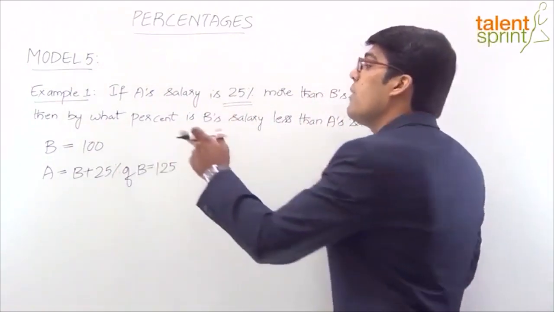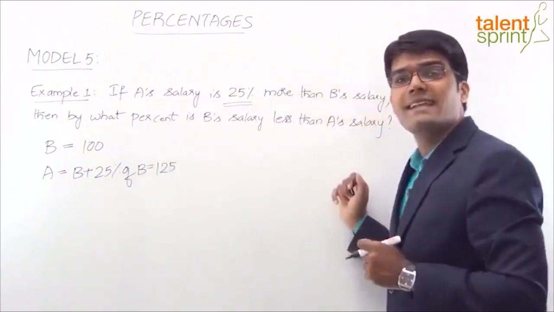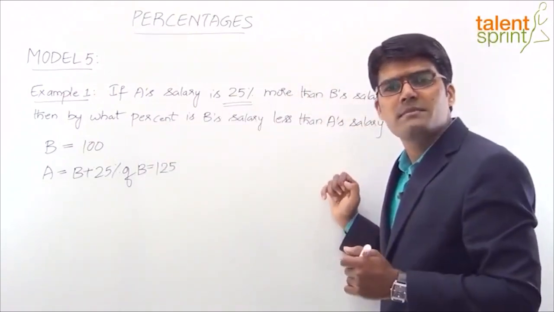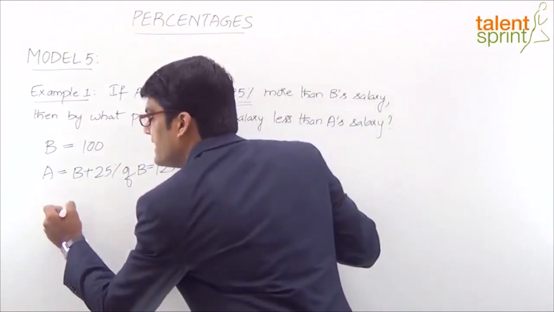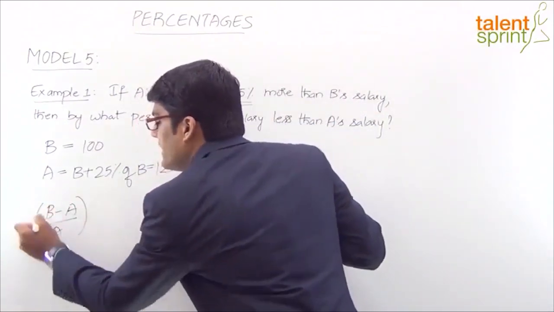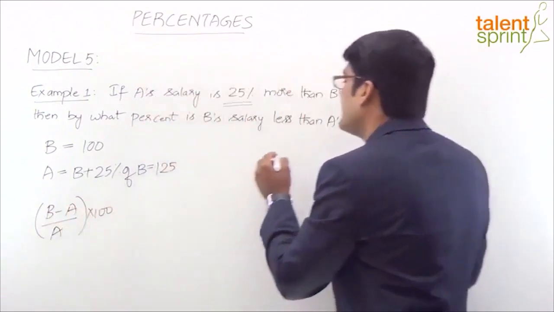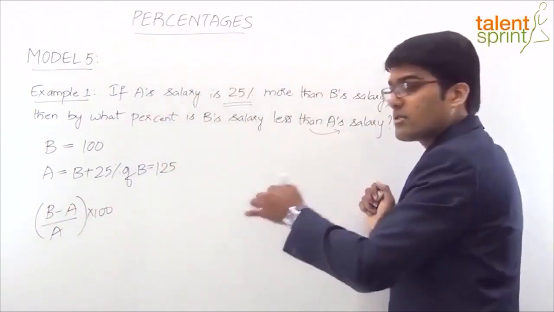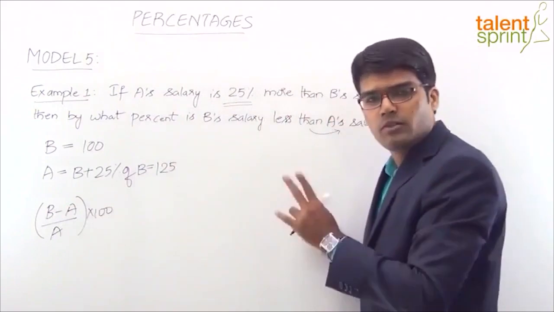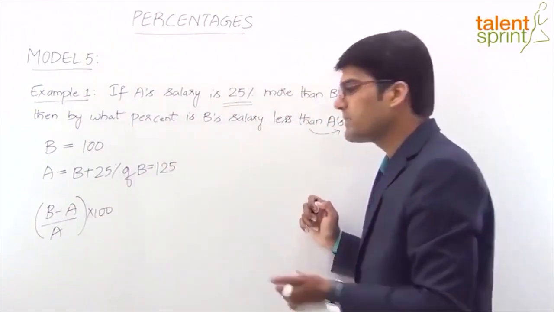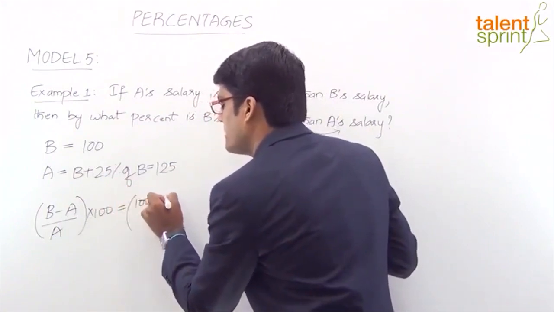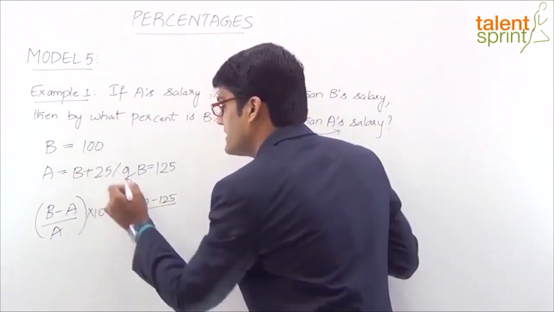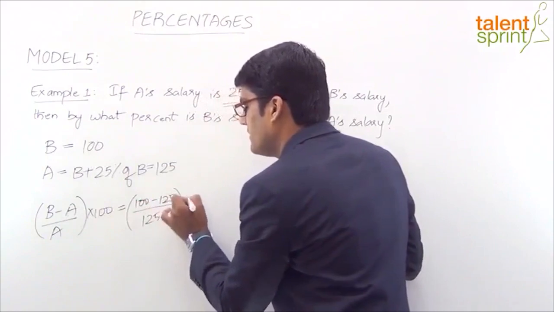But the question says, by what percent is B less than A? Now, based on the concept that we have discussed, how do we solve this? (B minus A) by A into 100. Remember, we are comparing with A, less than A. So the denominator should have A. Numerator will be the difference, denominator should have A. Let us substitute the values. So B minus A, 100 minus 125, upon A. What is A here? 125, into 100.